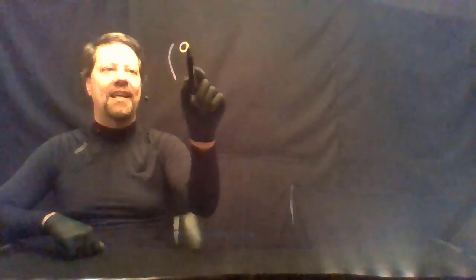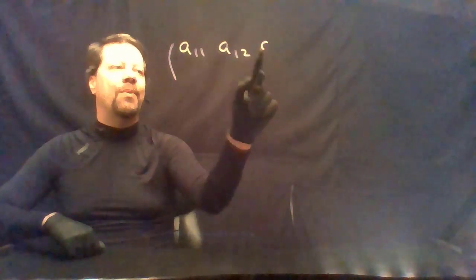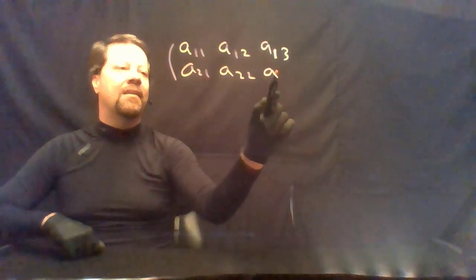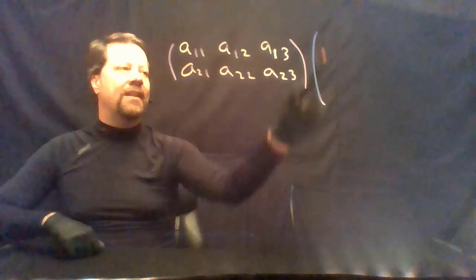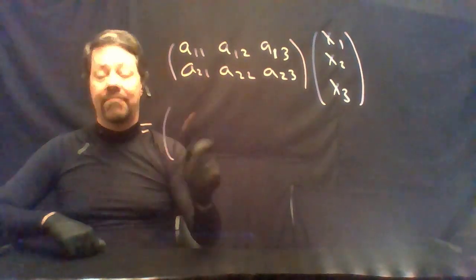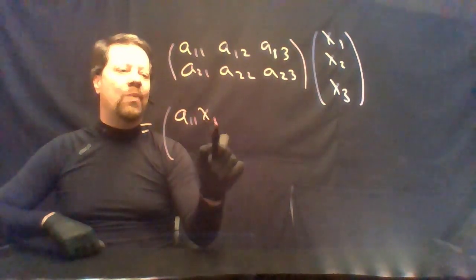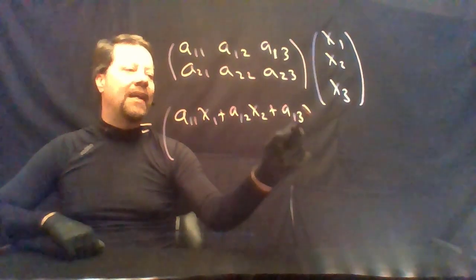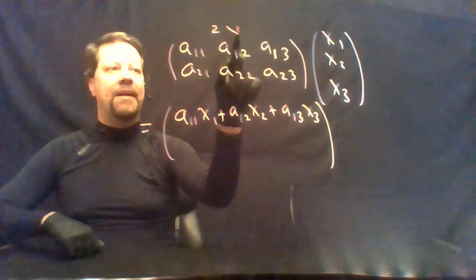I want you to see a particular way in which we decompose the product A times X, because you'll be seeing this a lot throughout the rest of this course. Let's do a very special case. Suppose I have A11, A12, A13, A21, A22, A23, and I'm multiplying this by X1, X2, X3. Well, as you already know, you get A11x1 plus A12x2 plus A13x3. This is 2 by 3.